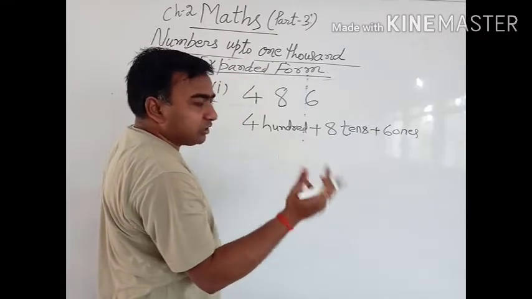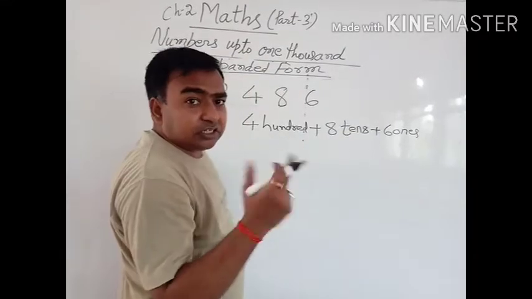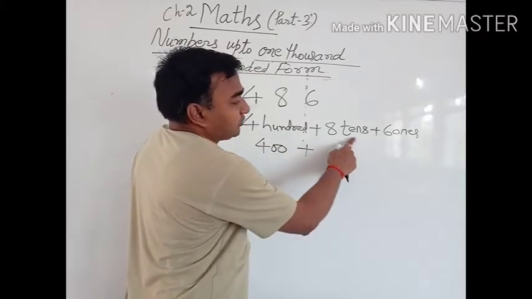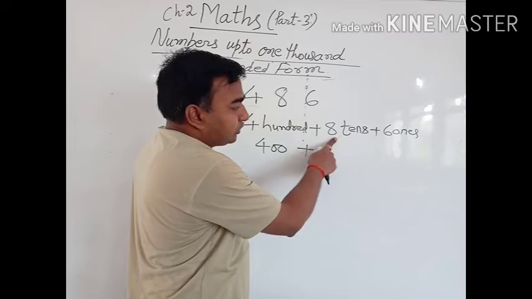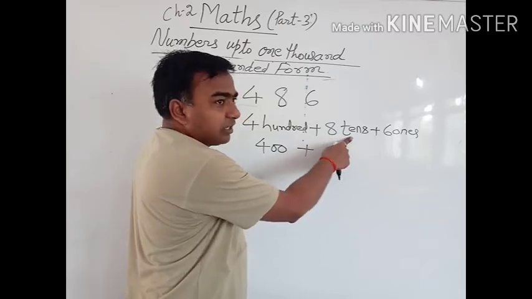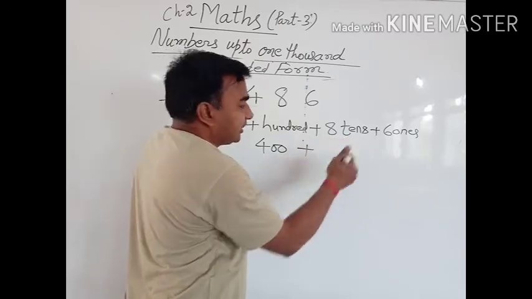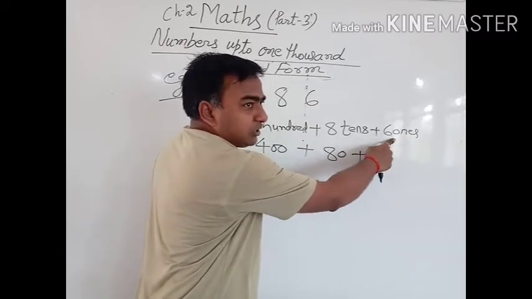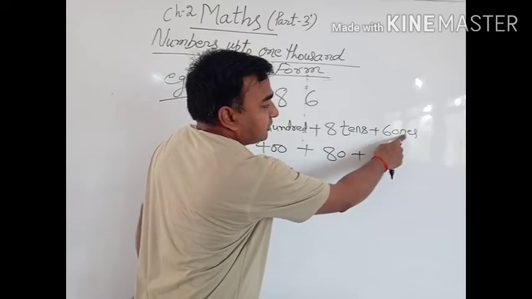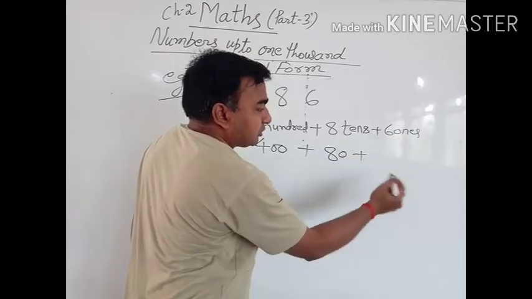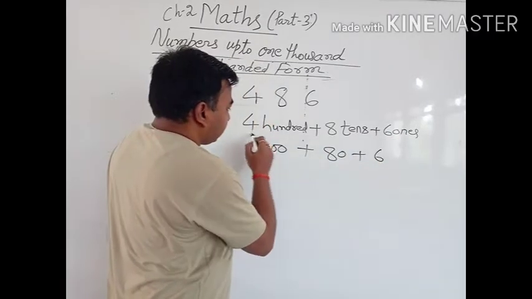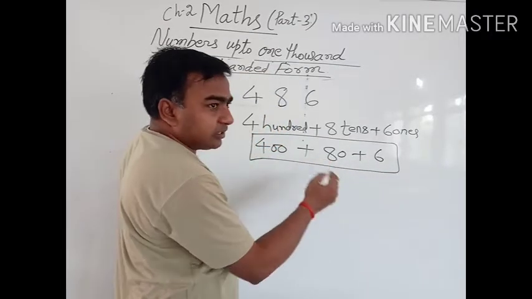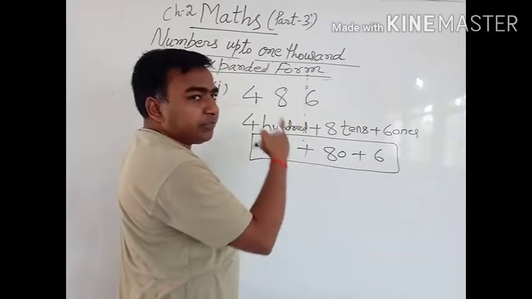Now the second way. How can we write 400 in digits? 400. 4 hundreds. 8 tens, 8 tens means what? 8 multiplied by 10. 8 tens are 80. 6 ones, ones means what? The given number multiplied by 1. So 6 multiplied by 1 is equal to 6. So this is another method to write the expanded form of the given number.